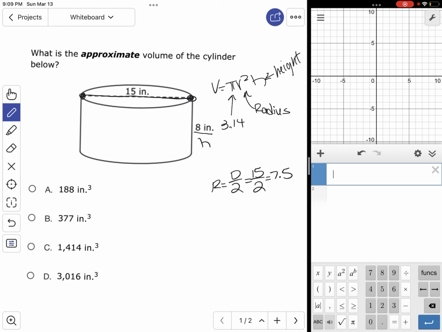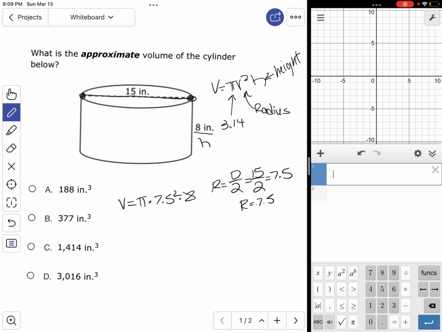So now that we identified what our radius is, which is 7.5, and then our height, which is 8, we can go ahead and start filling in our equation. So we have V equals pi. The radius we found was 7.5, so there's going to be 7.5 squared times our height, which is 8.